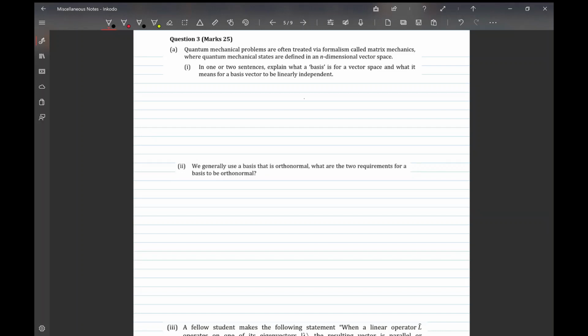Part I says, in 1 or 2 sentences, explain what a basis is for a vector space, and in particular talk about linear independence. Okay, so we ought to fix ourselves a vector space. So let V be an n-dimensional vector space. And I won't specify exactly what field it is over yet. That doesn't matter for this question.